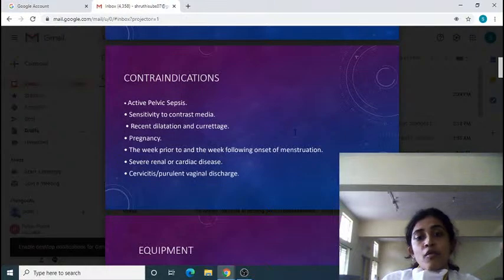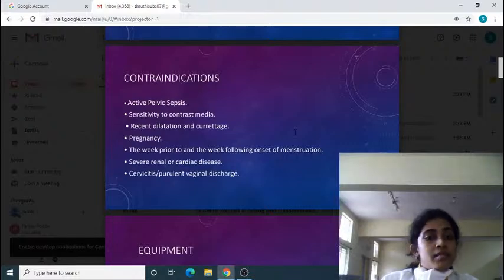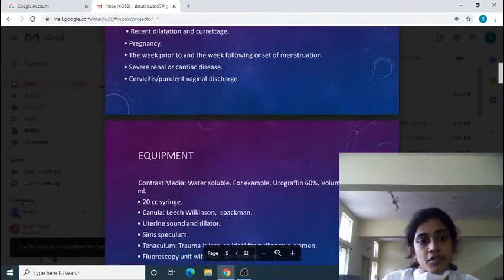The week prior to and the week following onset of menstruation is also avoided, because when there is ovulation, there is a chance that the female might get pregnant. So during this time period, we avoid doing HSG. And in cases of severe renal or cardiac diseases, it is avoided because of the contrast, which is a high osmolar contrast media, and cervicitis or purulent vaginal discharge, which is again in case of infections.